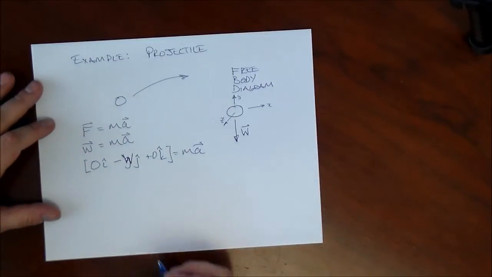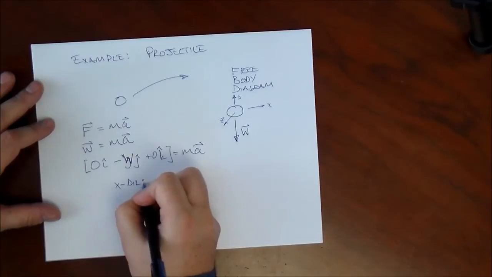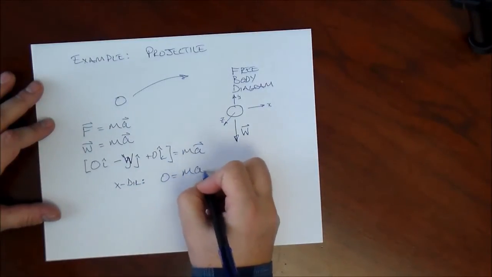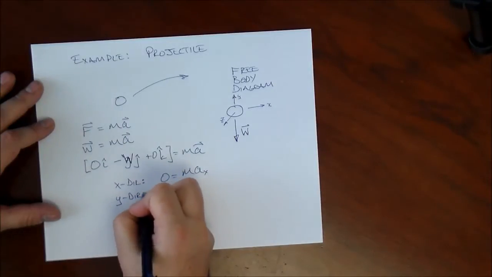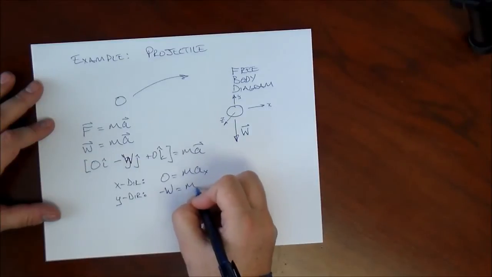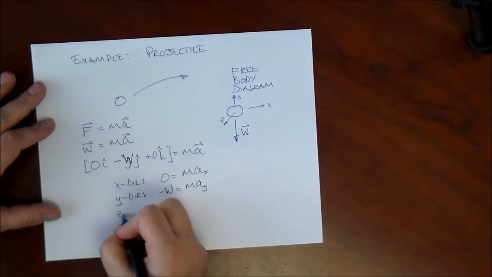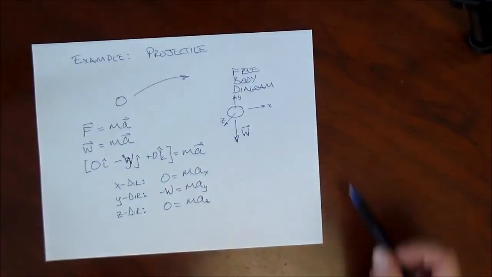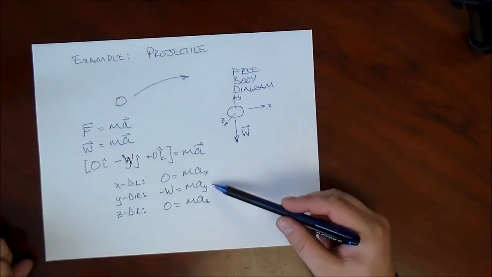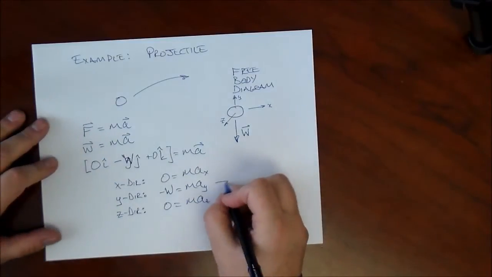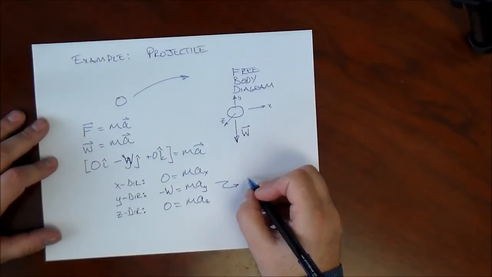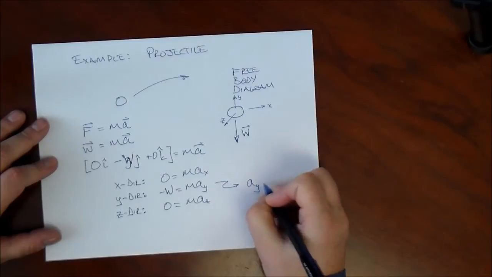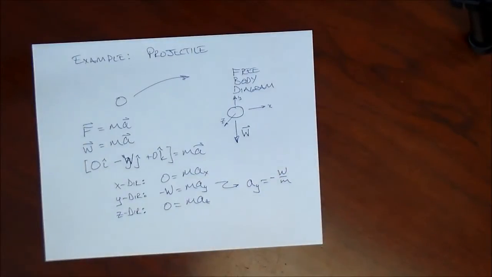Looking at the individual components, the equations of motion: in the x direction the force is 0, which equals mass times acceleration in x. In the y direction we have minus w equals mass times acceleration in y. And in the z direction, 0 equals the mass times acceleration in z. So we see that in the x and z directions the acceleration will be 0, and in the y direction the acceleration, a_y, is equal to minus the weight over the mass. Now that we know that, we can solve for the rest of the motion like we did for ballistic motion as we saw before.